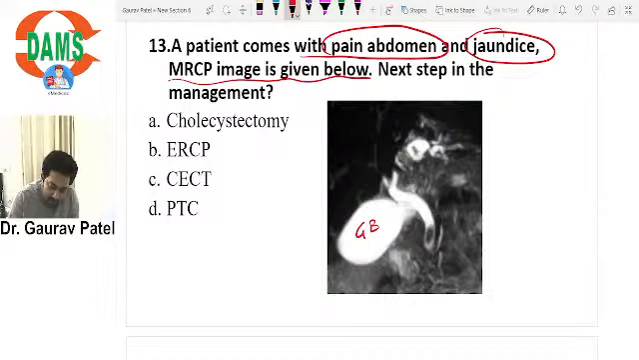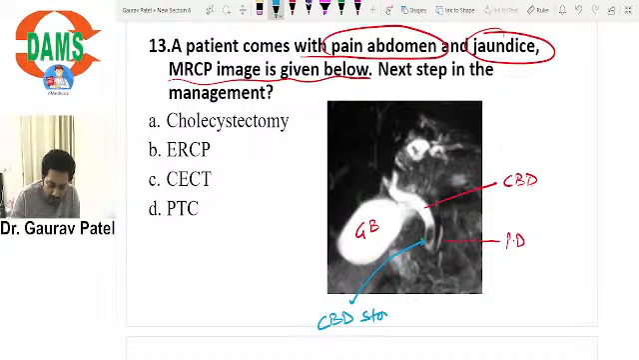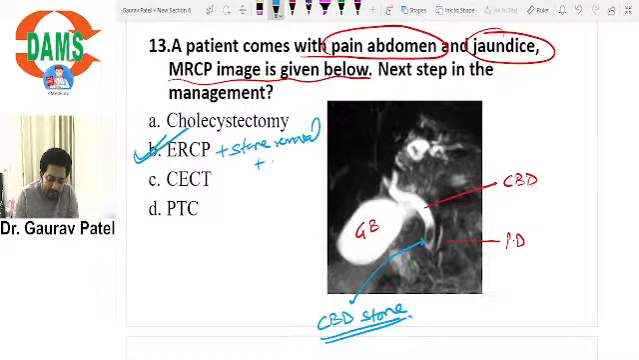This is the gallbladder. This part is the CBD. This small part may be the pancreatic duct. And this black colored thing which you can see here is the CBD stone in the common bile duct, which can come with jaundice and there can be pain abdomen. So if there is a CBD stone, what is the treatment? Treatment is ERCP and stone removal plus stenting.